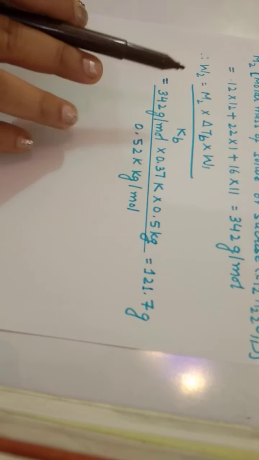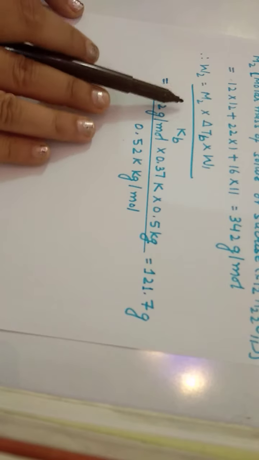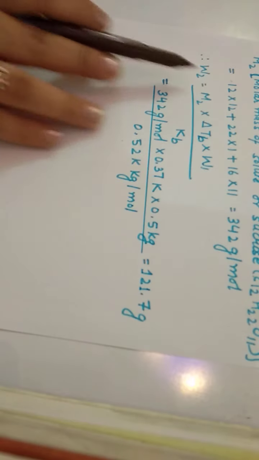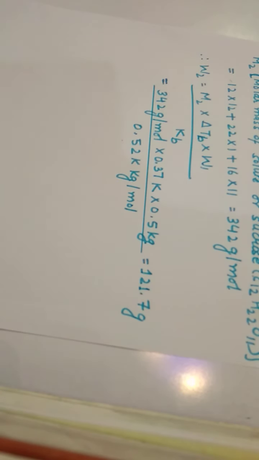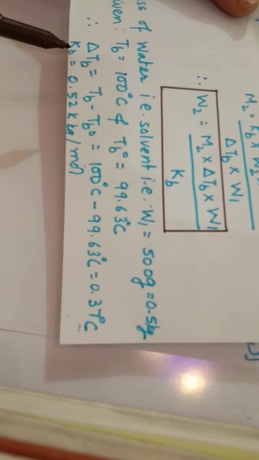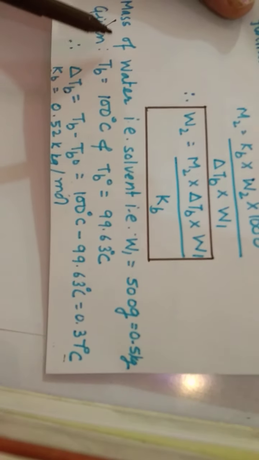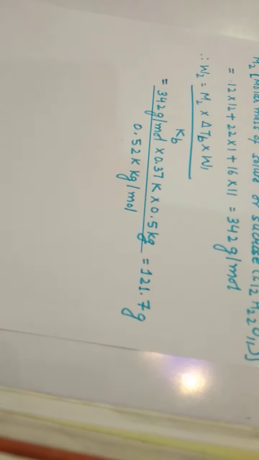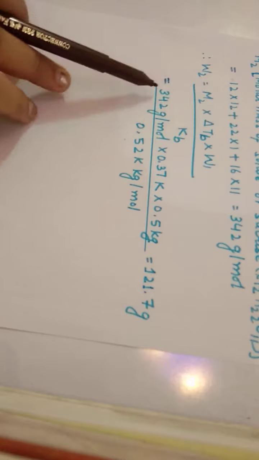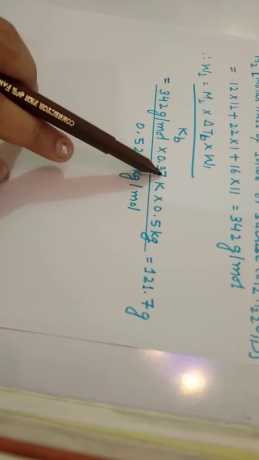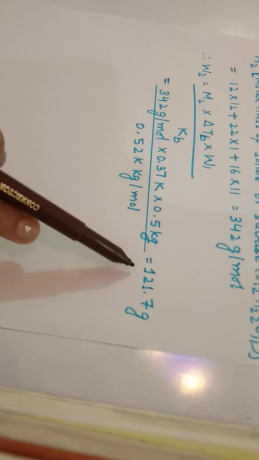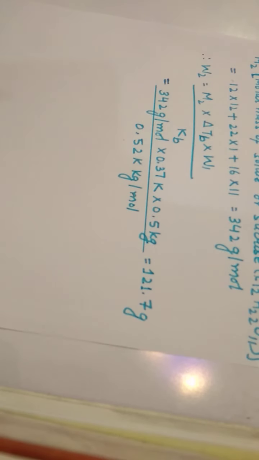Now children, the formula in which we have to put the values is W2 is equal to M2 into delta Tb into W1 upon Kb. Children, we got all these values. We got the value of M2, we got the value of delta Tb, we have the value of Kb, and we have the value of W1 also, that is the mass of the pure solvent, water. So put the values over here. 342 is the value of M2, delta Tb is 0.37 K, W1 is 0.5, upon Kb 0.52. So the answer came out to be 121.7 grams.